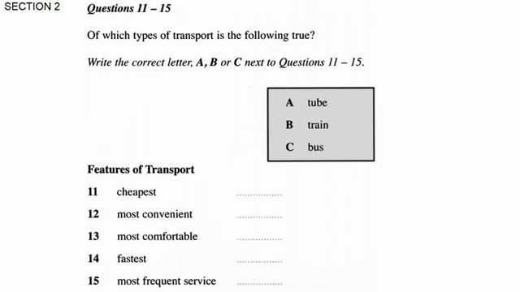Hello, can I help you? Oh, yes. I was wondering what the best way was for me to get around London. Well, there are a lot of possibilities. As you probably realise, the main ways to get around are bus, train and tube.